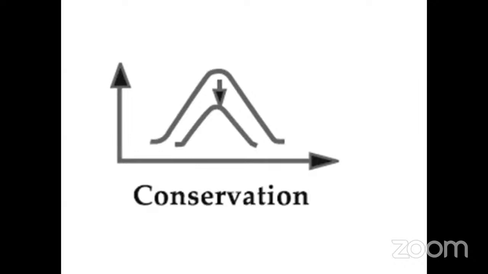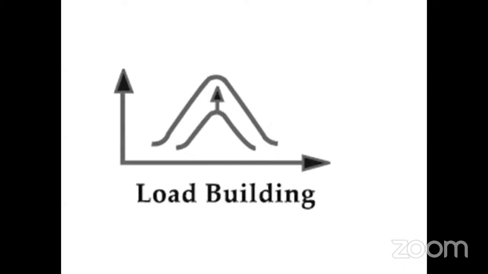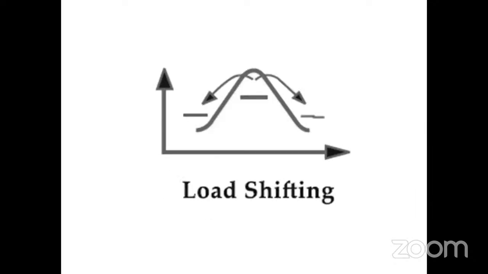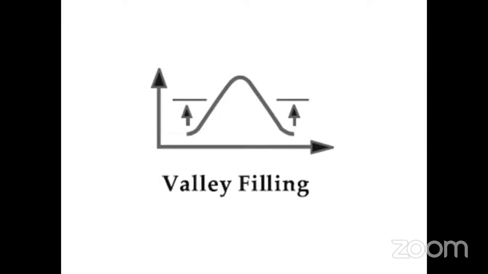Conservation means totally reducing the loads. Totally reducing the loads means for 24 hours, the reduction will be same. Load building, conservation. Flexible load. Load shifting means peak to off-peak period. Valley filling means we are not disturbing the peak load, but improving the load during non-peak period. This will improve the load factor. This is methodology.